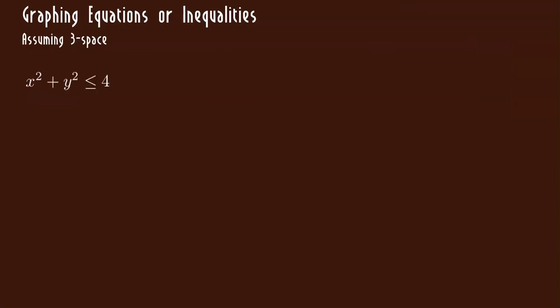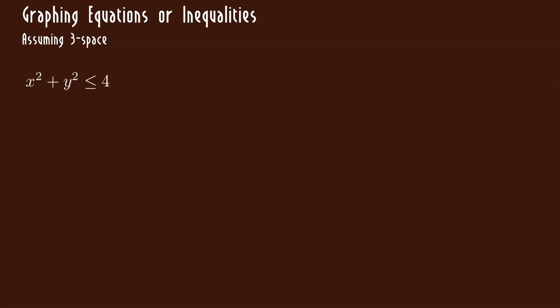Suppose we have x squared plus y squared is less than or equal to 4. When you're trying to figure out what these things look like, remember what you know from 2 space, and then extend it to 3 space. Okay, so I've got this equation, x squared plus y squared is less than or equal to 4. In regular 2 space, that's just a circle with the inside colored in. It's colored in because it's less than or equal to.